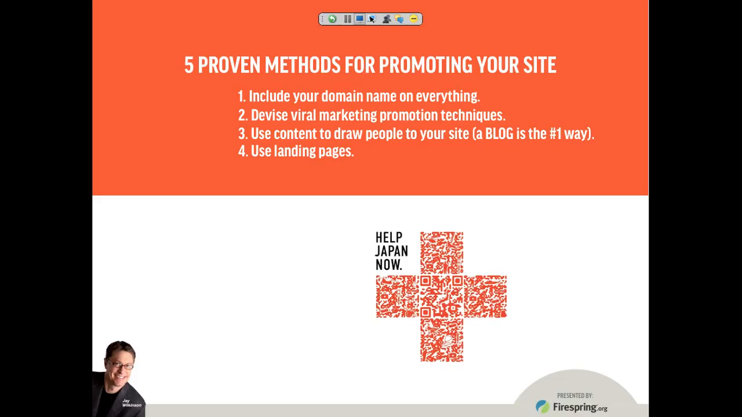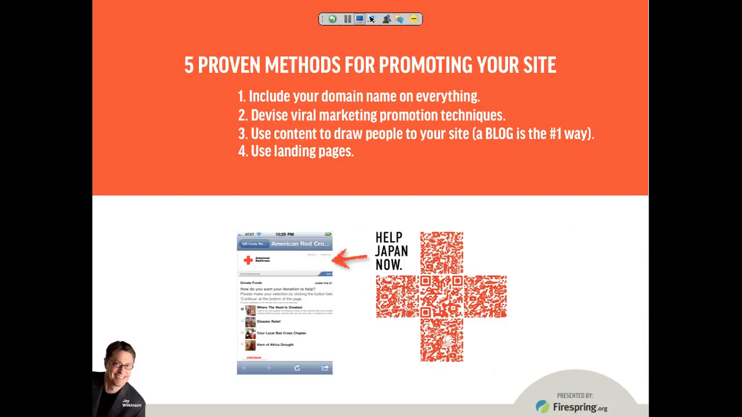So here's an example of what we're talking about. This is one from the Red Cross a few years ago when the tsunami hit Japan and the earthquake hit. They sent out this QR code, and when you clicked on it, it took you to a mobile website where you could give money. It was, up to that point in time, the largest mobile fundraising campaign that was ever created. But landing pages are not just for mobile devices.